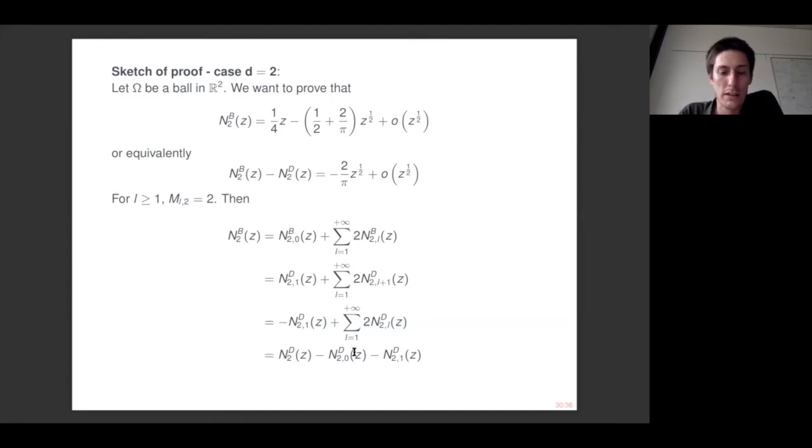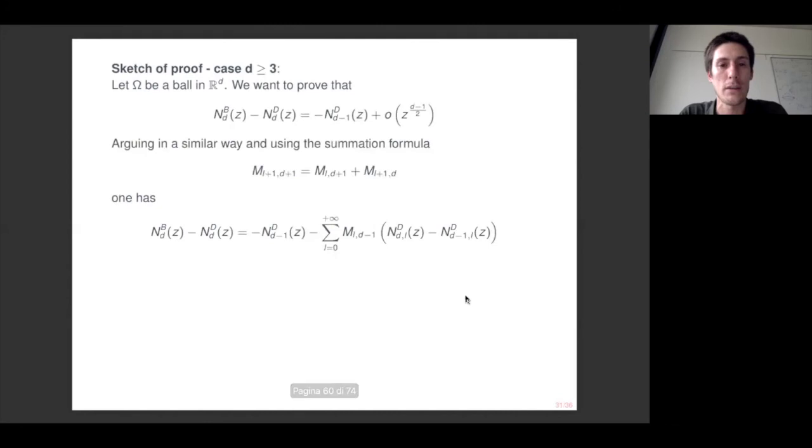And this equality immediately implies this asymptotic behavior, since each of these terms provides a contribution of 1 over pi square root of z. And this is because of the known asymptotic distribution of zeros of Bessel functions. So this is the quite simple proof in dimension 2.